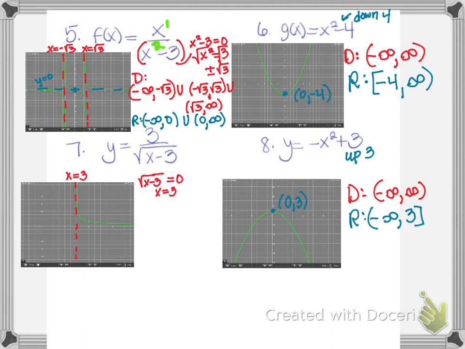But then the graph doesn't continue to the left of it. That's just the cutoff point. So the domain starts just after 3 and goes to positive infinity, because the graph goes all the way to the right forever.